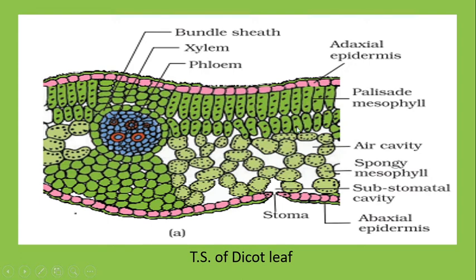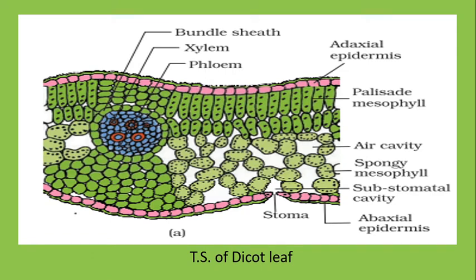Okay, then the vascular bundles. The vascular bundles are embedded in the mesophyll tissue. They are conjoined, collateral and closed type. There is absence of the cambium because there is no secondary growth in the leaf. Okay, so conjoined, collateral and closed. And these vascular bundles are surrounded by the parenchymatous tissue.